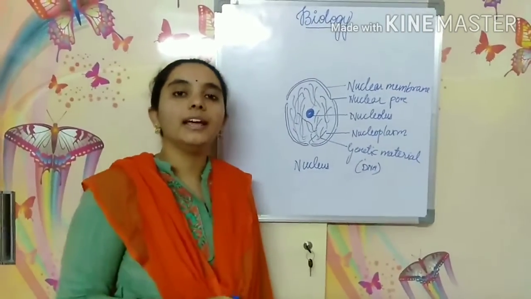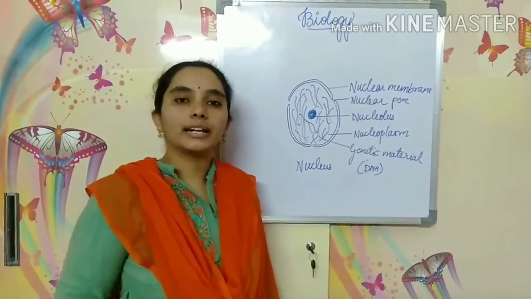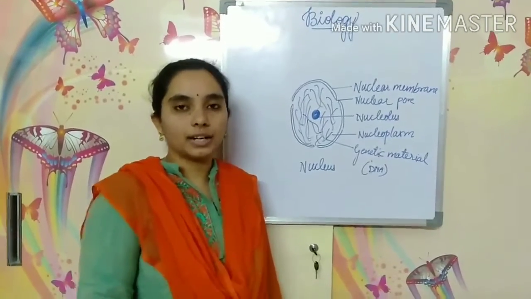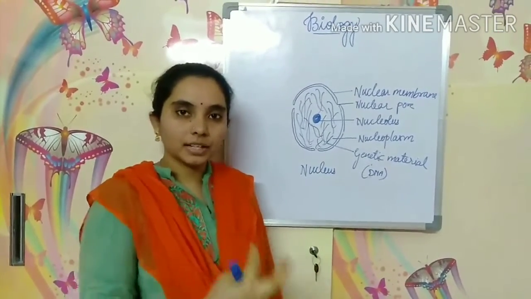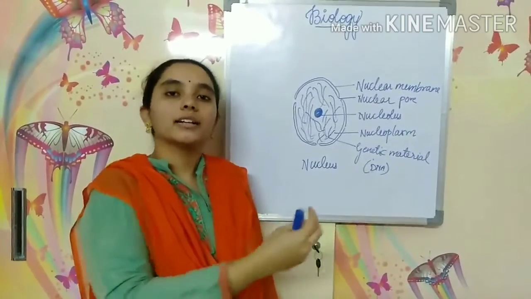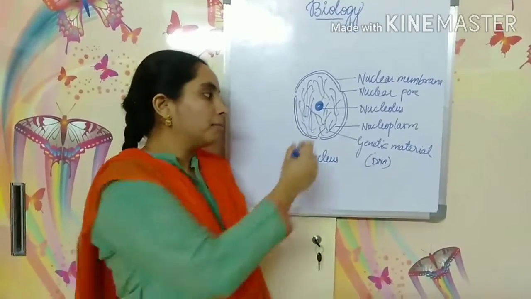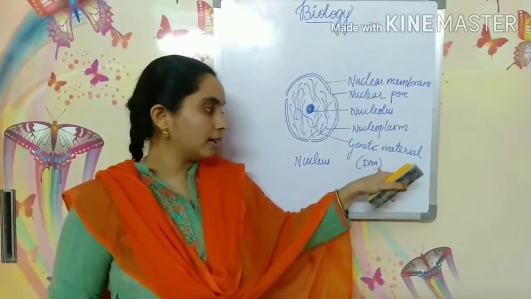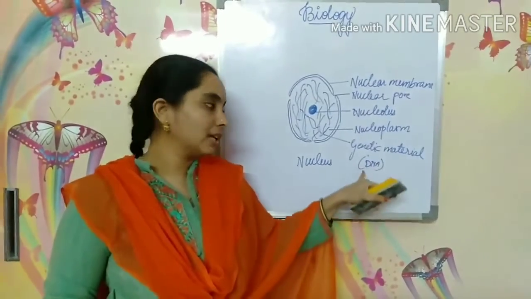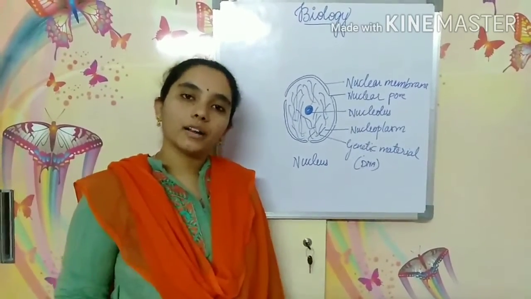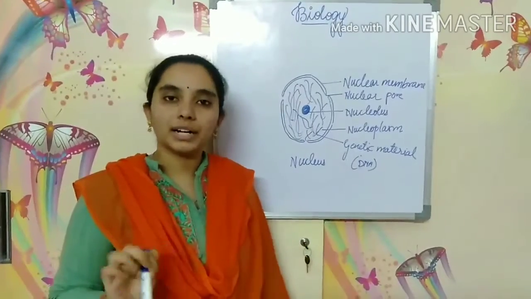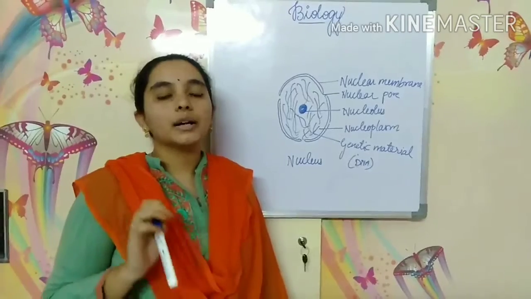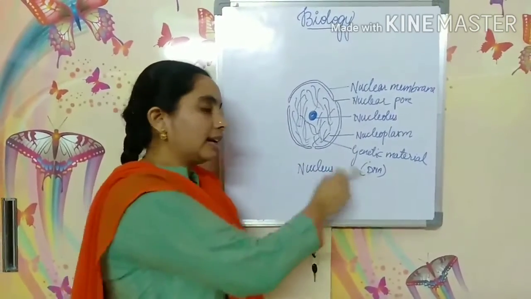So this DNA is responsible for inheriting characters. As I told you, if your skin color is your father's or mother's, that character you are inheriting or getting through the nucleus. The important genetic material in human beings is DNA. RNA is also present as a genetic material, but in some bacteria or some viruses. In humans, animals and plants, only DNA is present.